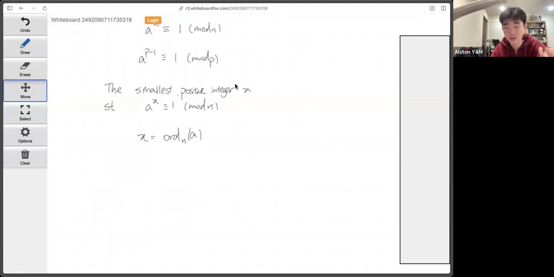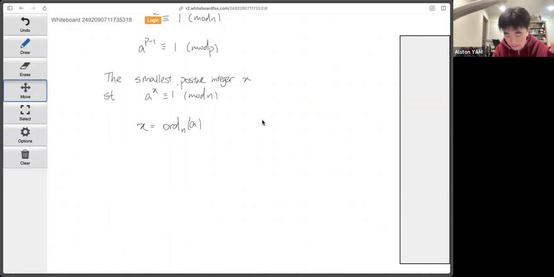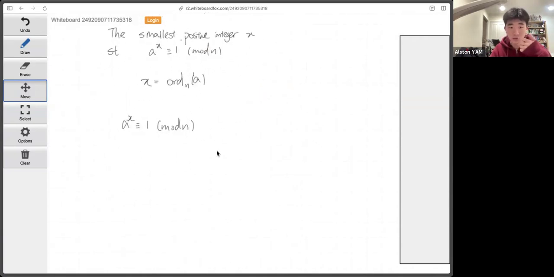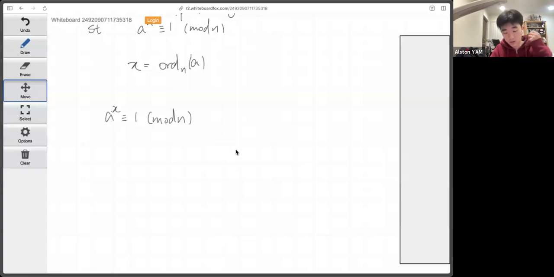And it's pretty useful, right? Because what do we know about a to the x? If you imagine a to the x congruent to 1 mod n, and if we think back to modular arithmetic from, I think, 2 or 3 weeks ago now, we can actually square both sides. We can actually cube both sides, right? We can raise both sides to whatever power we want.